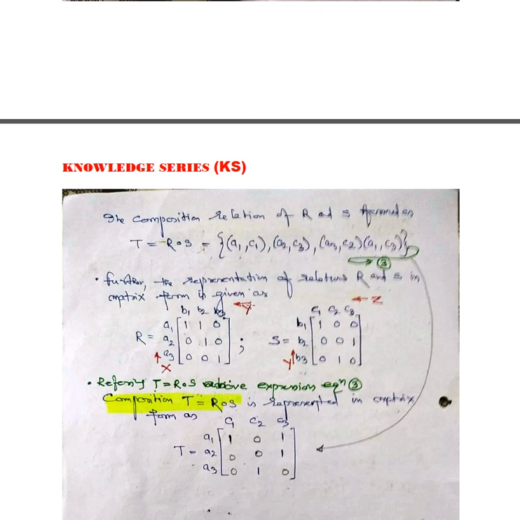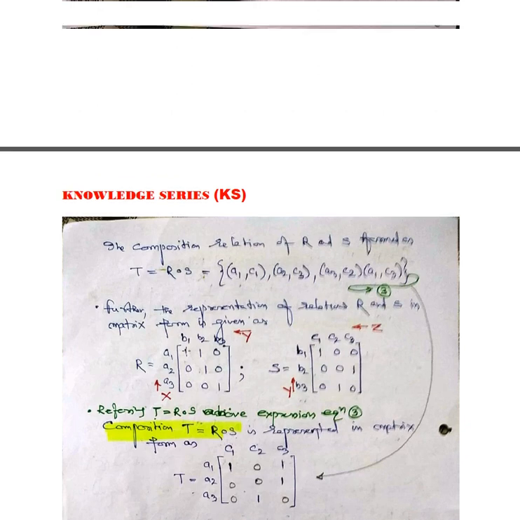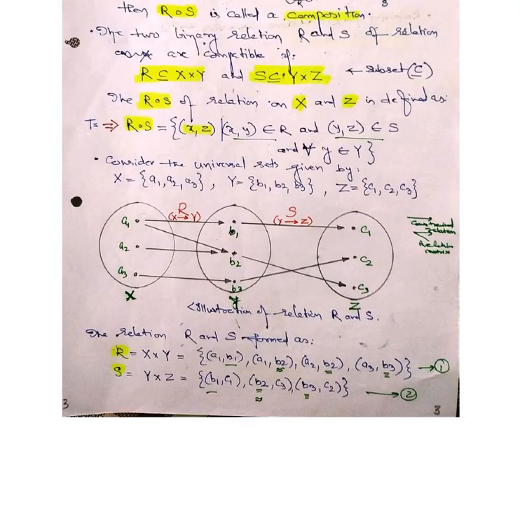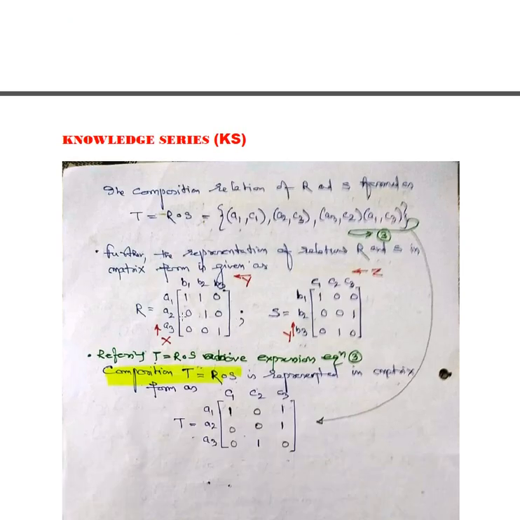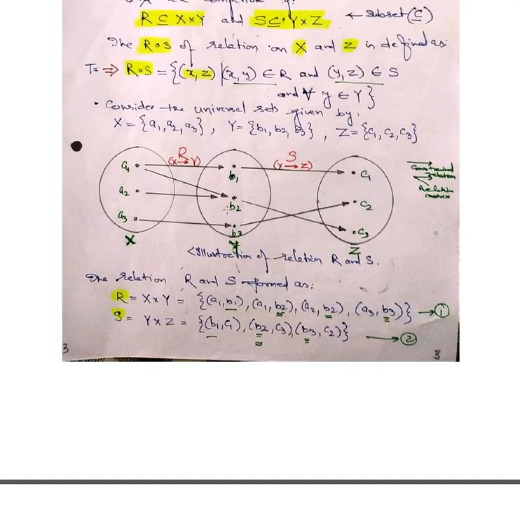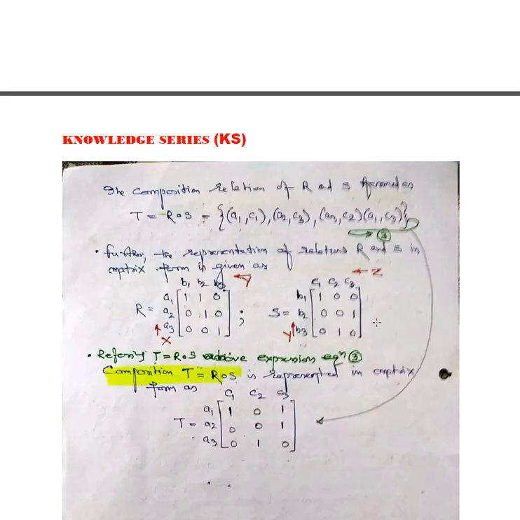Now further, if you want to represent this in matrix form, taking only R, you have A1 A2 A3 on one side and B1 B2 B3 on the other side. If you put A1 B1, in that case A1 B1 is equal to 1, then A2 B2 is equal to 1, then A3 B3 is equal to 1. So that is what we see. Similarly, for S we create B1 B2 B3 and C1 C2 C3, and corresponding to that, B1 C1 is equal to 1, B2 C3 is equal to 1, and B3 C2 is equal to 1. That is how we represent this.